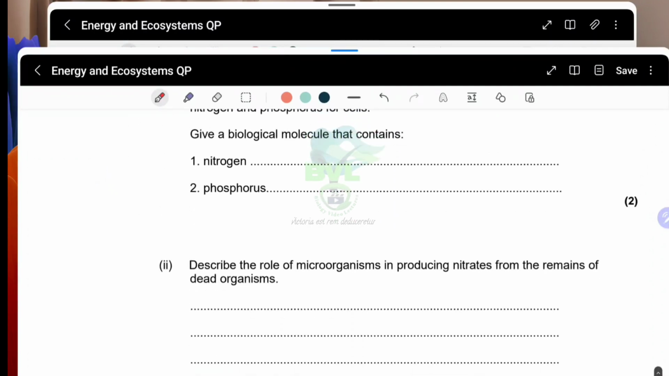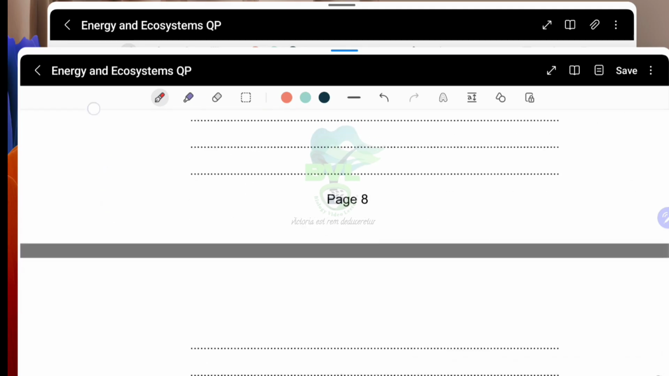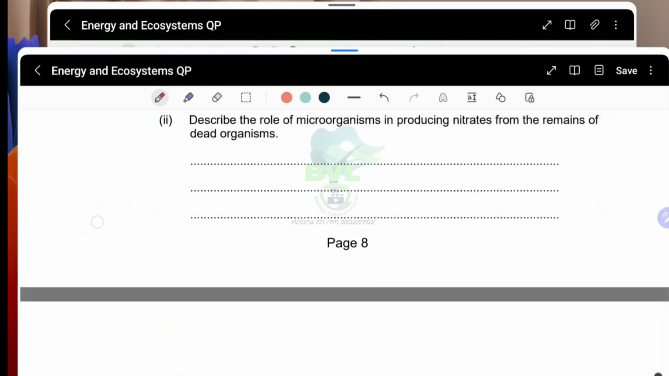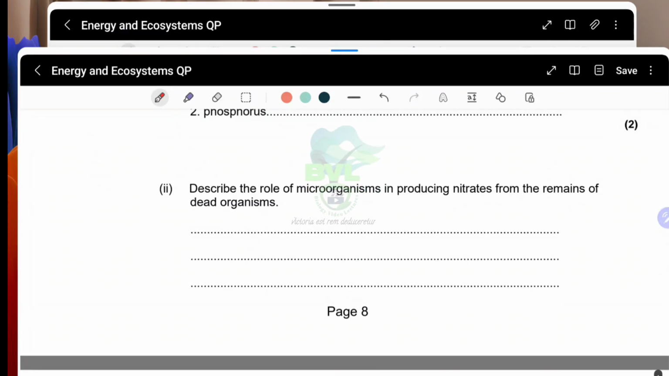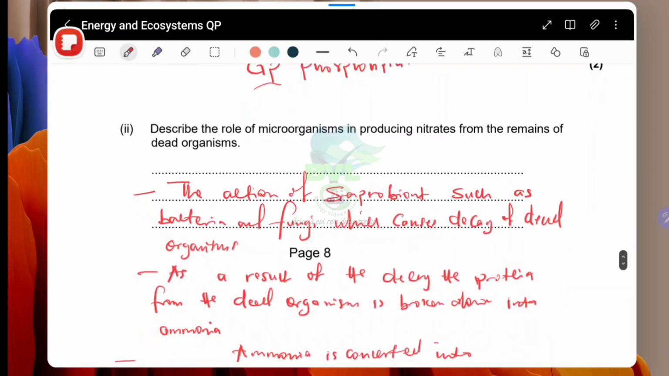Describe the role of microorganisms in producing nitrate from the remains of dead organisms. How many marks is that? 3 marks. So what's the role of microorganisms? This might be calling your attention to one of the cycles, if you remember those cycles. That is your nitrogen cycle, really. That's what I'm trying to call your attention to.